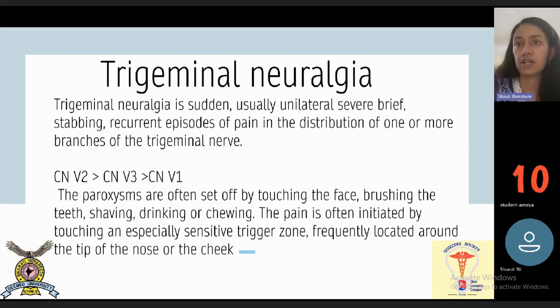Now coming on to our topic of discussion, that is trigeminal neuralgia. This is basically a sudden unilateral severe brief stabbing pain with recurrent episodes of pain in the distribution of one or more branches of the trigeminal nerve. Out of the three branches, the maxillary is more frequently involved than the mandibular, and lastly the ophthalmic. These paroxysms are often set off by touching the face, brushing the teeth, shaving, drinking, or chewing. The pain is often initiated by touching an especially sensitive trigger zone over the face, mainly the tip of the nose or the cheek.